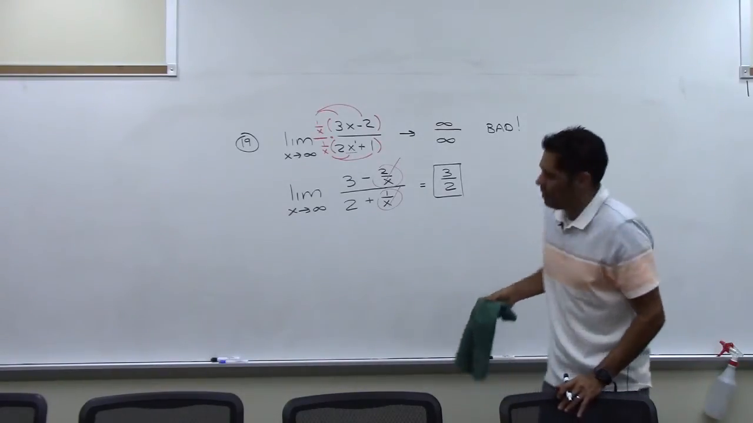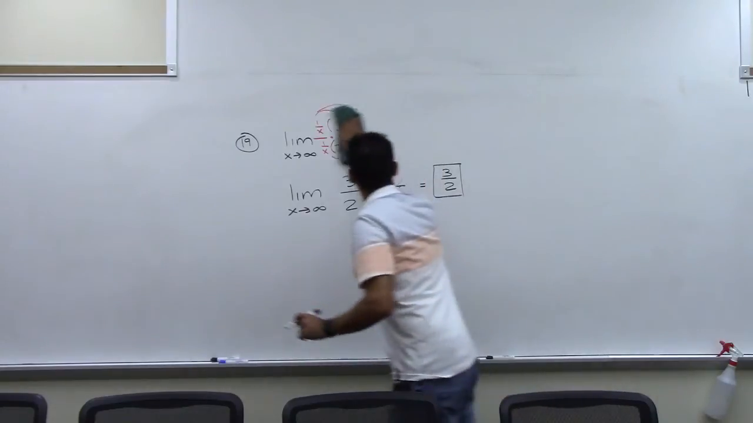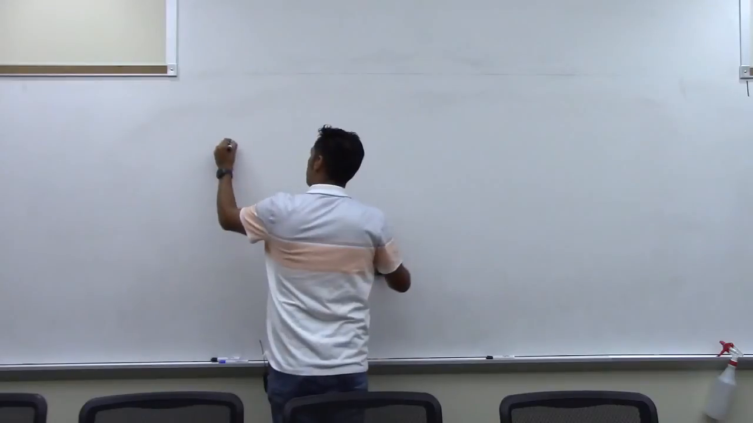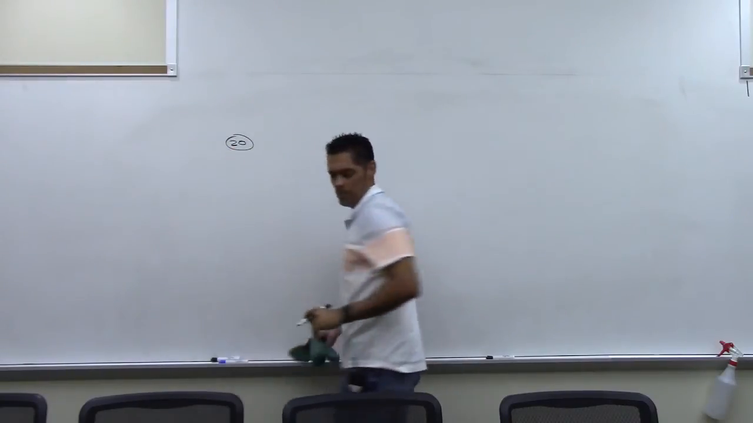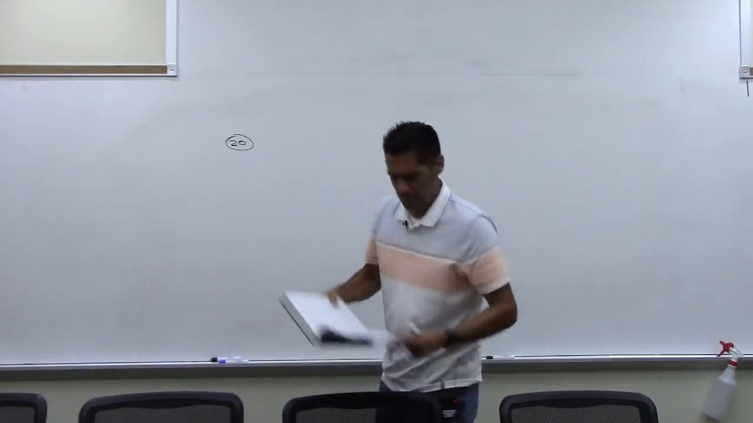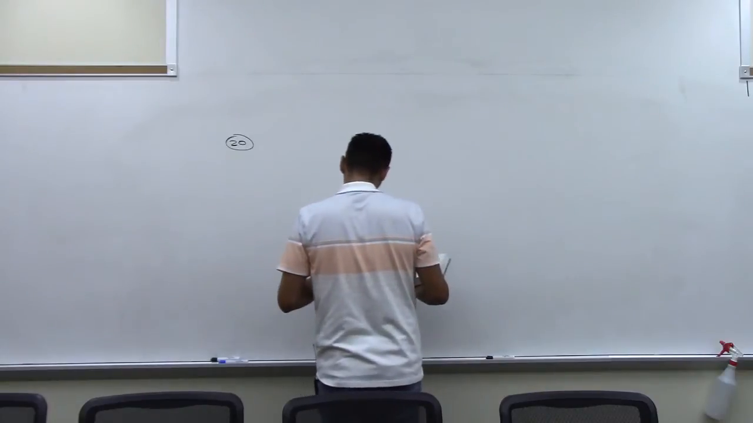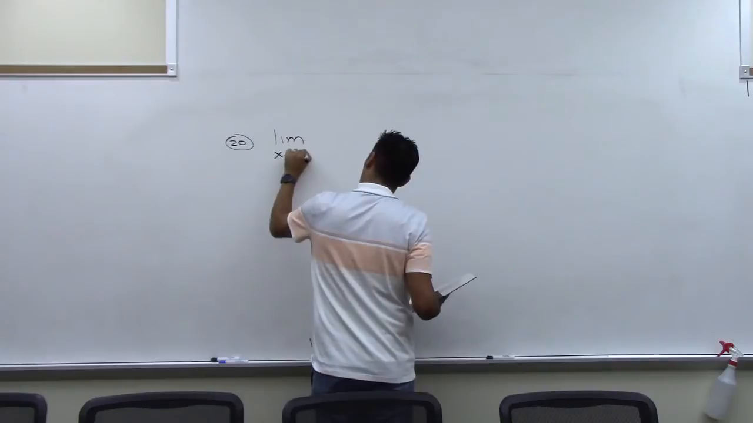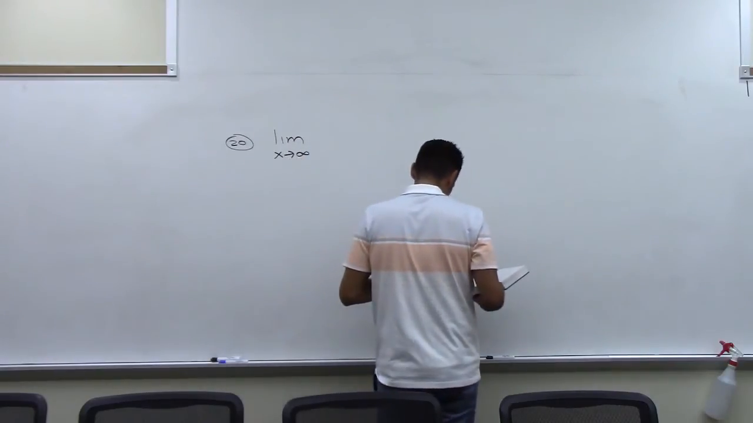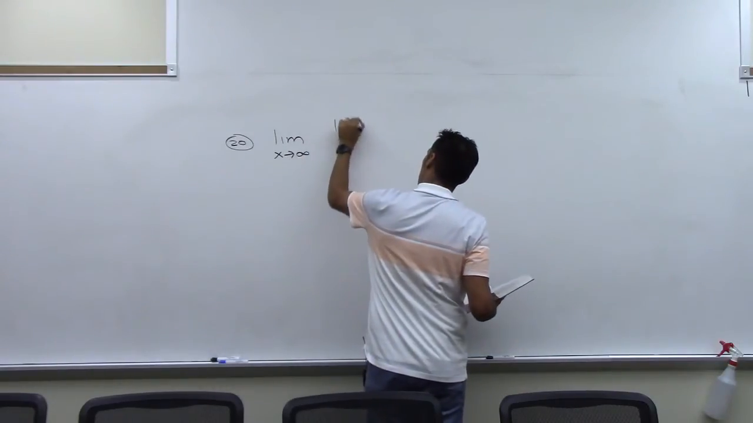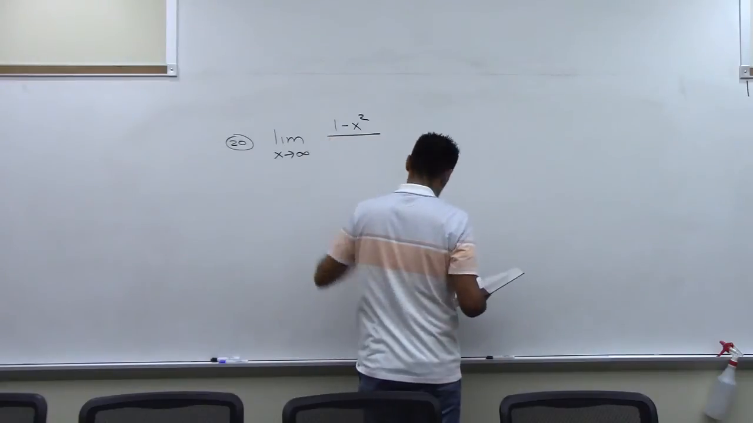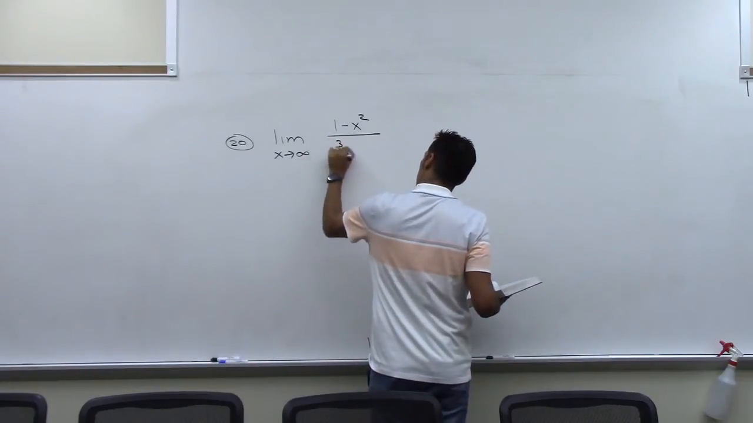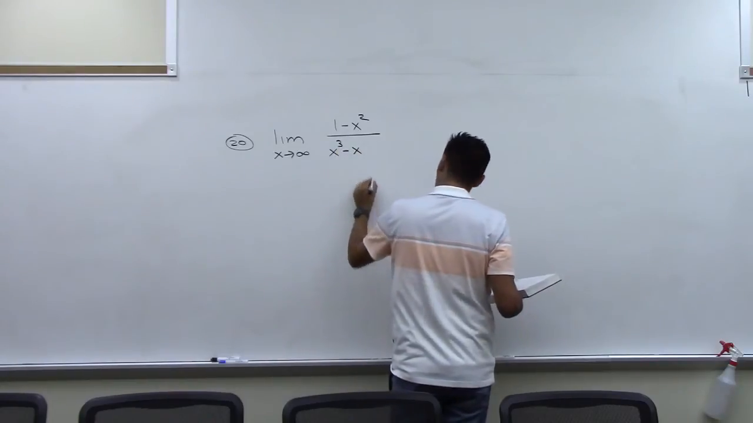All right, let's look at 20. Limit as x goes to infinity of 1 minus x squared over x cubed minus x plus 1.